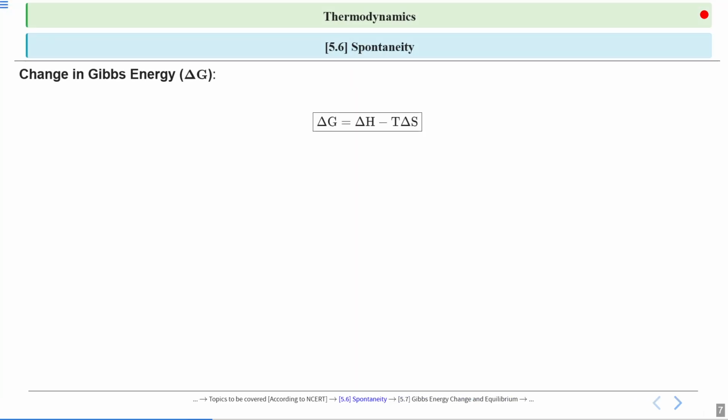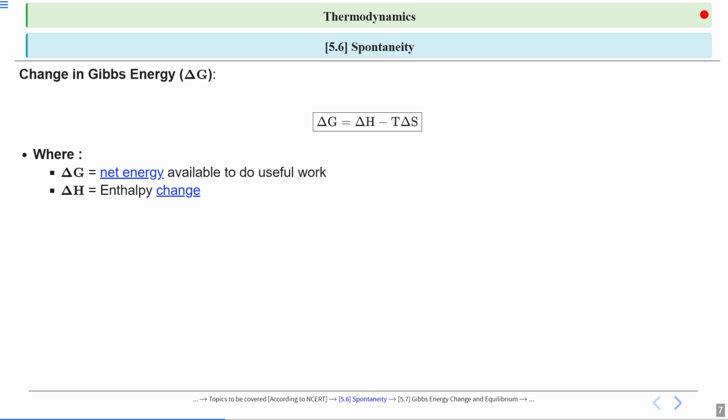So this is our equation. Now what are the terminologies that we are seeing here? Let us write them in short so we can use our equation in a much better manner. Delta G is the net energy available to do the useful work, which is Gibbs free energy. Next is delta H, which is enthalpy change. Then we have T delta S, which is the energy not available to do the useful work.